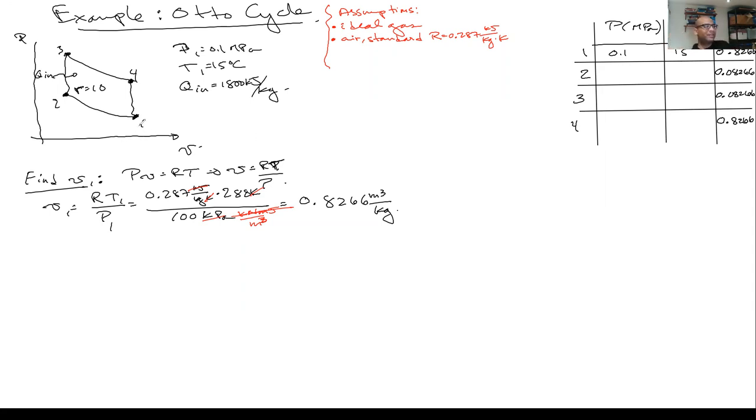So for example, here at state one, I know two thermodynamic variables. I know pressure and temperature. And as soon as I know two independent intensive thermodynamic variables, although we're only going to be dealing with gases in this particular class of cycles in this course, so that distinction isn't as important. But as soon as I know two independent intensive thermodynamic variables, such as P1 and T1, then I know everything about the state. I know V1, I know the entropy at one, I know the internal energy at one, I know everything there is to know.